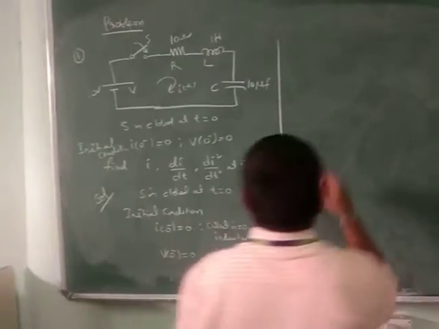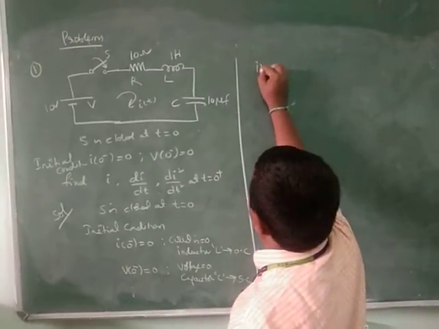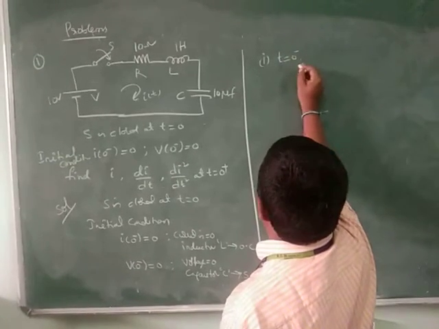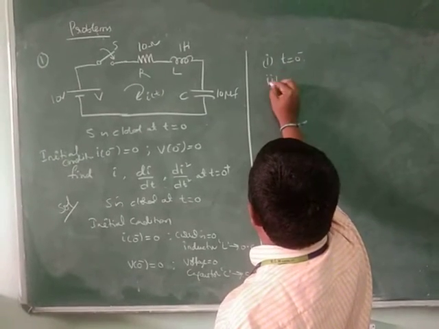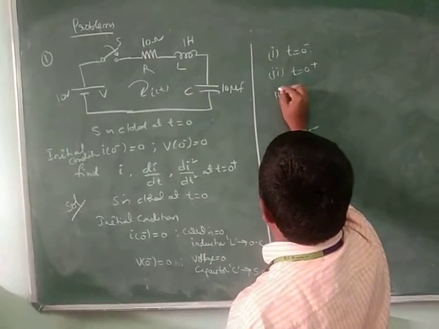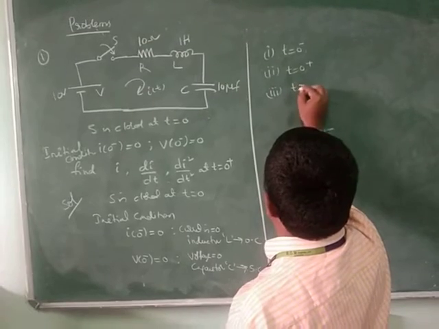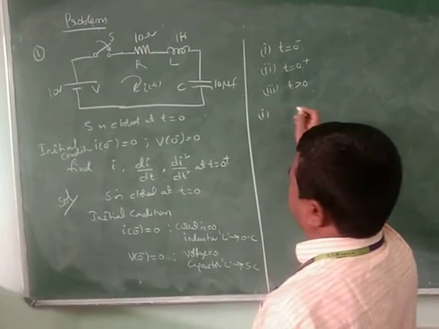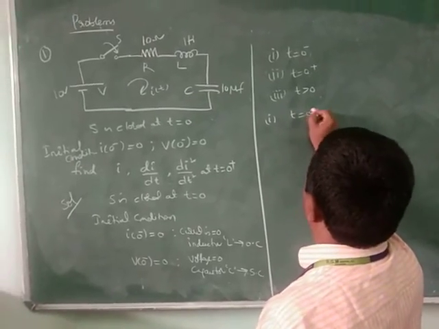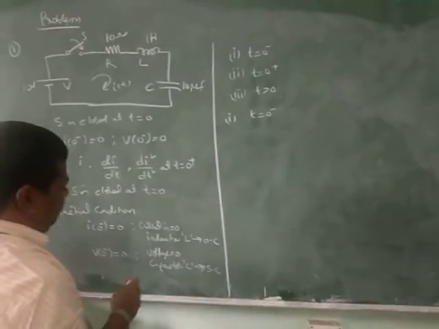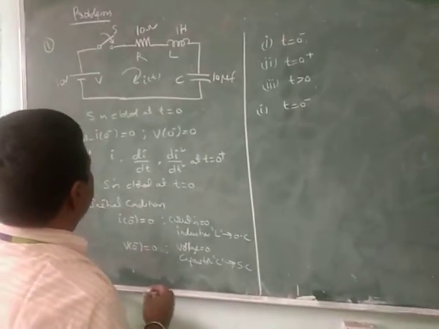And coming to the solution, there are again three cases. First one is t equal to 0 minus, second one is t equal to 0 plus, and third one is t greater than 0. Coming to the first one, t equal to 0 minus. Before 0, what is the condition?